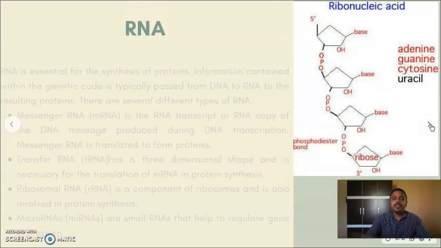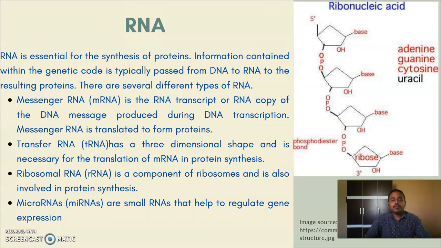Now we will move to the second example, or the most important one of our nucleic acids, that is RNA. RNA stands for ribonucleic acid. So the sugar group present here is a ribose sugar, which has the oxygen group that is absent in DNA, which has deoxyribose sugar. RNA is essential for the synthesis of proteins, the most important one. The information contained within the genetic code is typically passed from DNA to RNA, then to the resulting proteins.